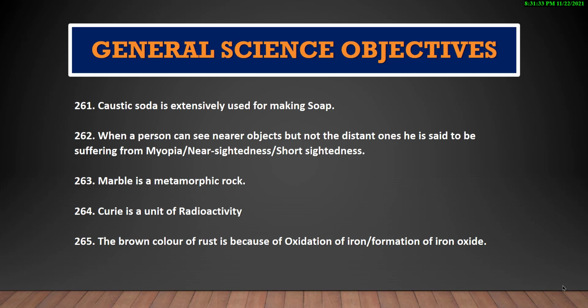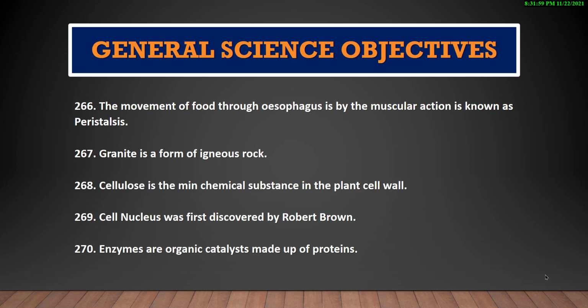or nearsightedness or short-sightedness. Marble is a metamorphic rock. Curie is a unit of radioactivity. The brown color of rust is because of oxidation of iron or formation of iron oxide. The movement of food through the oesophagus by muscular action is known as peristalsis.